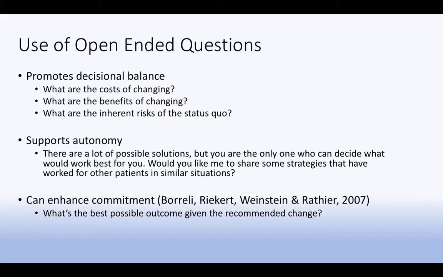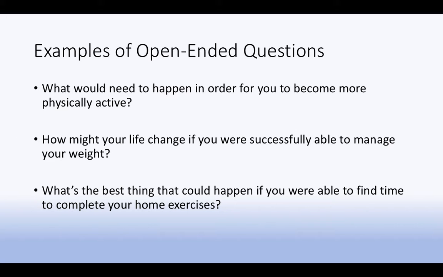Open-ended questions can also be used to help patients envision the best possible results based on recommended changes. Thinking about positive outcomes and talking about them with the PT or the PTA can help enhance the patient's commitment to change. Here are some examples of open-ended questions that can be used in motivational interviewing. What would need to happen in order for you to become more physically active? This question encourages the patient to consider necessary resources and possible barriers in order to create a feasible and realistic action plan. How might your life change if you were able to successfully manage your weight?